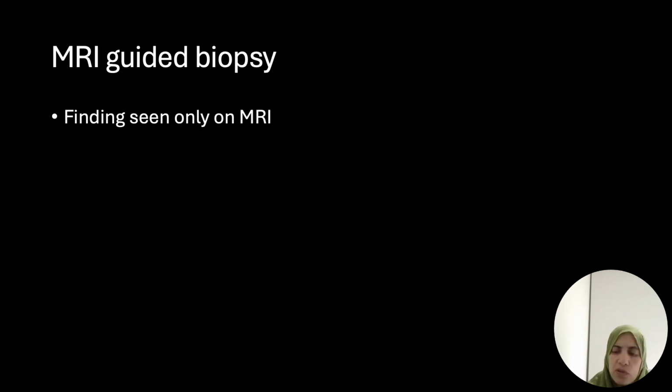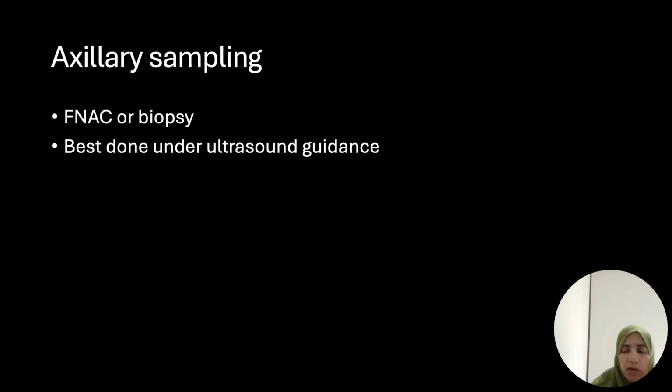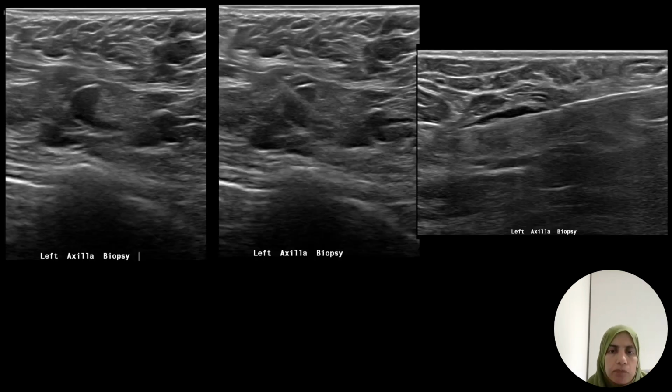MRI guided biopsy, we use it only for patients who have findings seen only by MRI. We fail to see them by mammo, we fail to see them by ultrasound. And there are special software to use. There is a special grid with the fiducial, the abnormalities here, and then we did it successfully under MRI guidance. Axillary sampling can be just fine needle aspiration or biopsy, depending on how amenable these nodes are for biopsy.